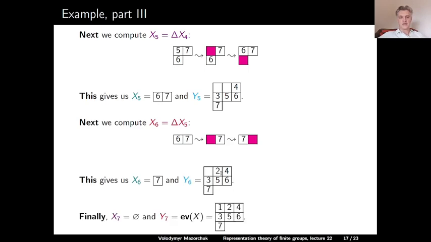And the last step is trivial. So x7 will be empty when we remove the 7, and we just place 1 in position 1, 1. So the evacuation of x is the following diagram of shape 3, 3, 1. It has 1, 2, 4 in the first row, 3, 5, 6 in the second, and 7 in the third row.